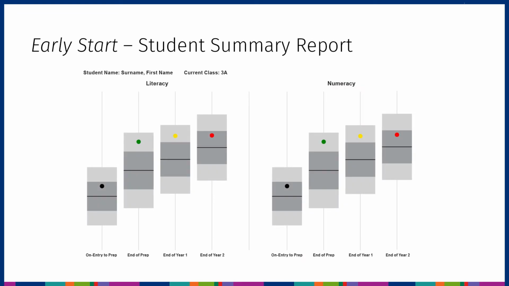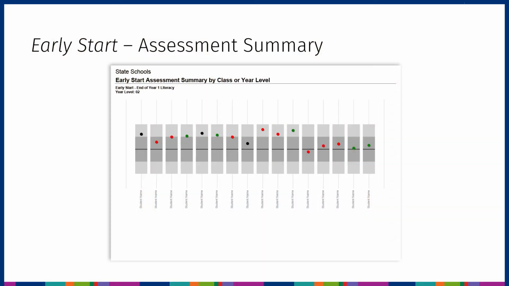The Early Start Student Summary Report allows teachers to see at a glance individual students' progress after the completion of end-of-prep assessments compared to their previous task for literacy and numeracy. The Early Start Assessment Summary by class or year level provides teachers with two options to analyse class or year level data. The Early Start Assessment Summary Report can be sorted by score or student name.